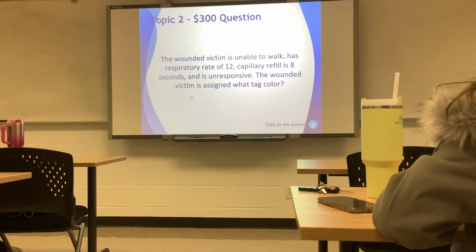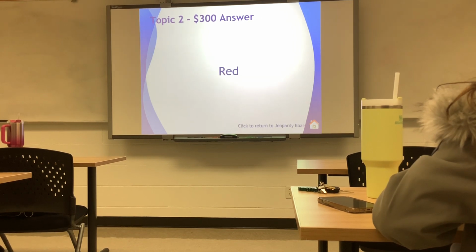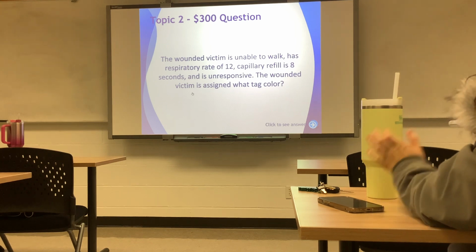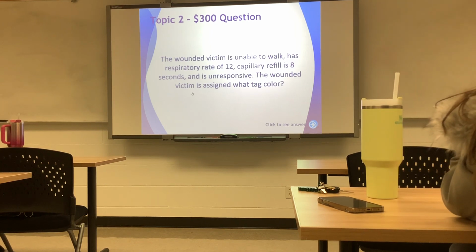Wounded victim is unable to walk, has a respiratory rate of 12, cap refill is 8 seconds, and is unresponsive. What would you do for this one? Red. Yeah, red. Does everyone understand how we got to red with that one? We have a long cap refill, so if the cap refill is greater than 3 seconds, it automatically becomes a red, because we're looking at circulation there. If they're unresponsive, that automatically makes it a red as well.